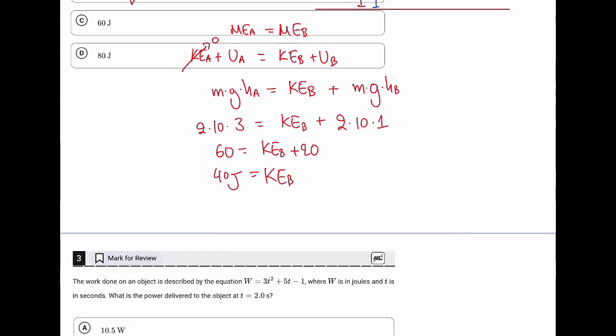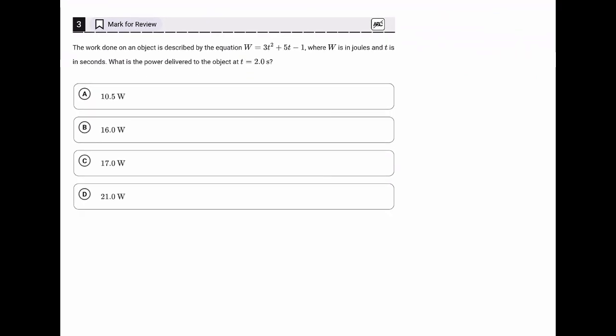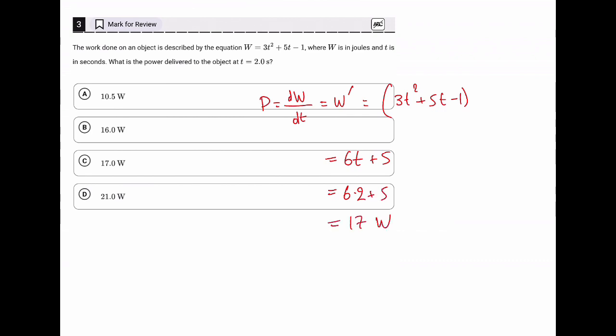Let's continue to the next question, which is about power. And since we know a function of work, we can say that the power is the derivative of work, or work prime. So all we need to do is derive this function and later substitute the value of time that is given. So 3 times 2 is 6t plus 5, and we have the value of 6 times 2 plus 5, so 12 plus 5, 17 watts.